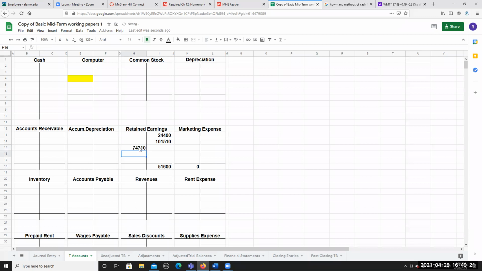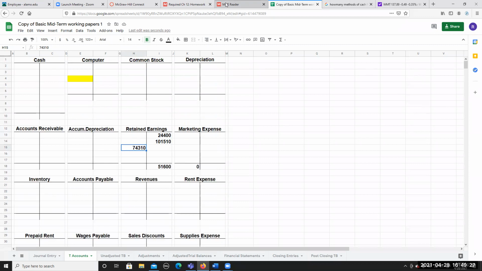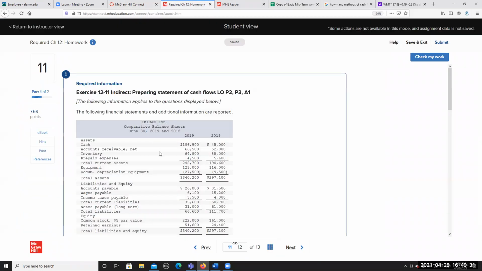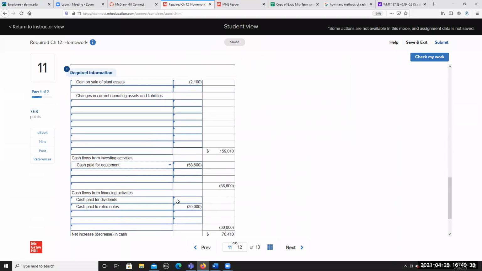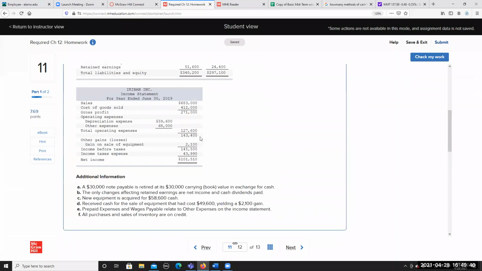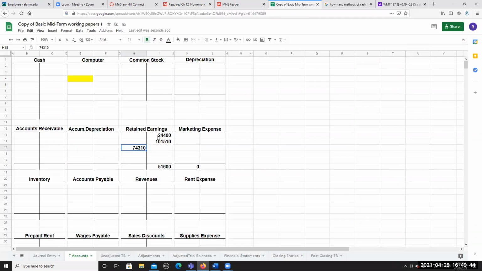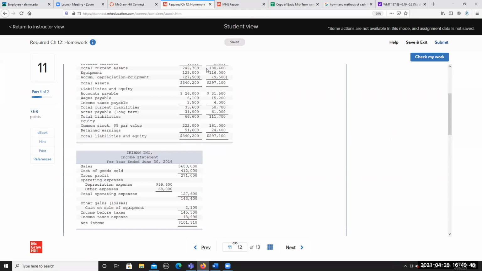And remember, dividends make it go down. Remember, dividends when you close out? 74,310. So I think it's 74,310. Dividends down here. All right. So think about it again. Beginning retained earnings 24.4, plus our net income, minus that will give us that. And that's how. So now we finished retained earnings.